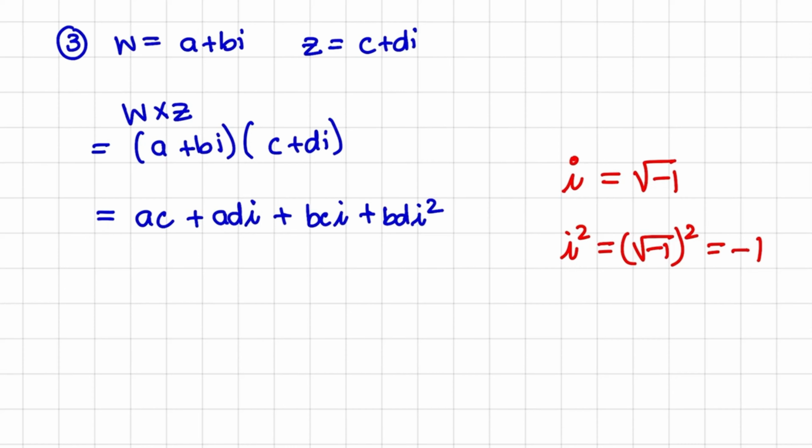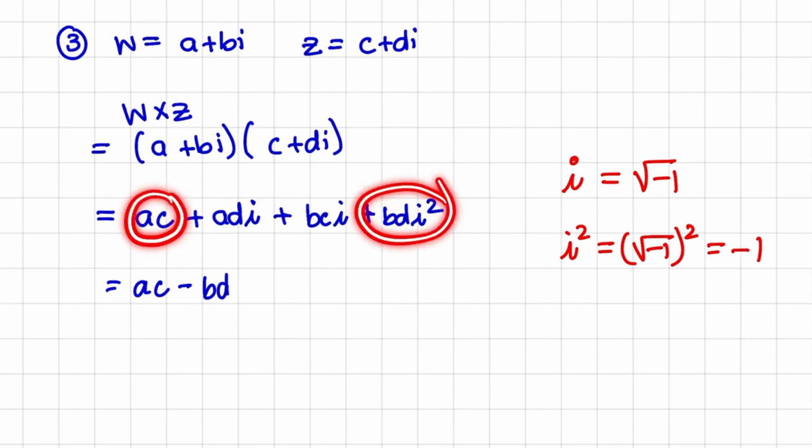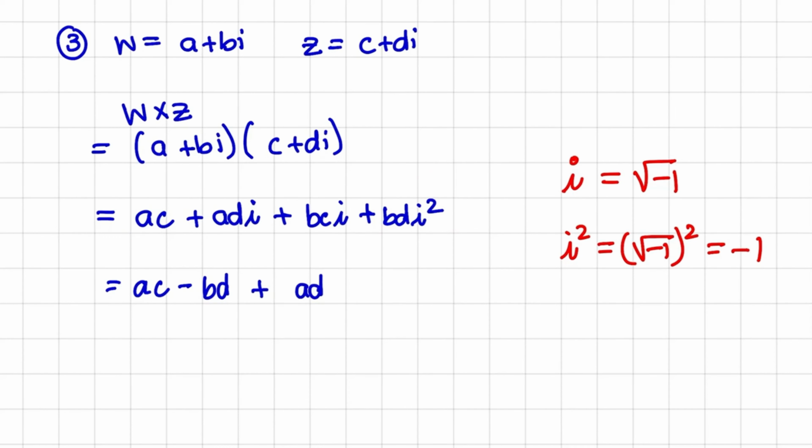So when we simplify, we have ac minus bd, where the i squared changes to -1. So we have (ac - bd) plus (ad + bc)i.